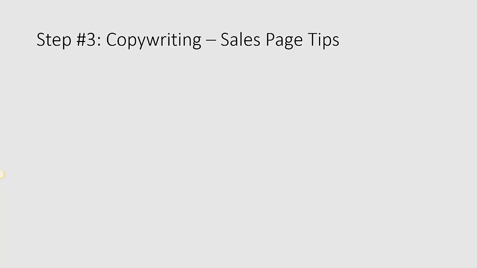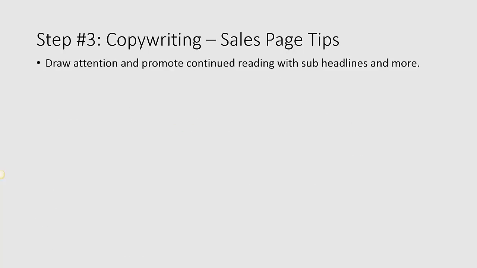Another thing to do is draw attention and promote continued reading with subheadlines and more. So subheadlines are typically bolded or a different color to stand out, so they jump out at you, and those would lead into bullet points. They'd be the heading for a paragraph that really drives home a point as far as what your product does.